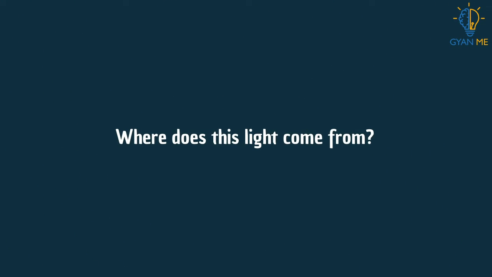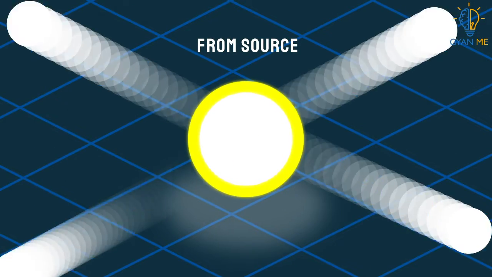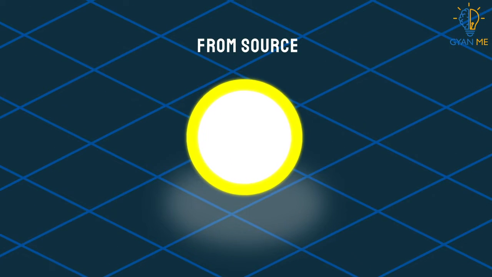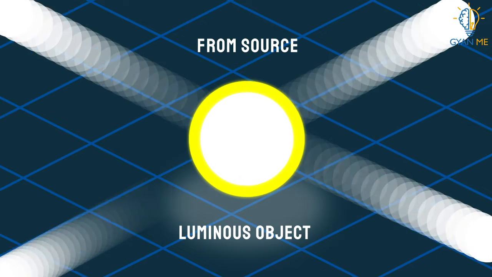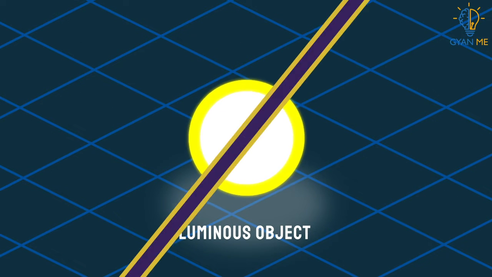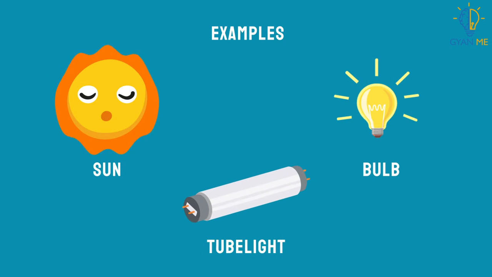Now you will think, where does this light come from? Of course, from a source. Sources which have or radiate their own light are called luminous objects or luminous sources. For example, sun, bulb, tube light, etc.